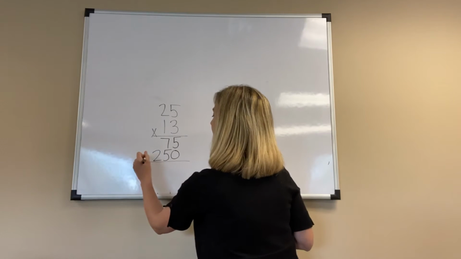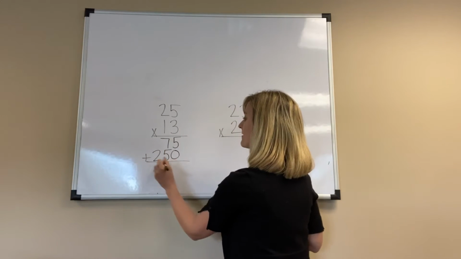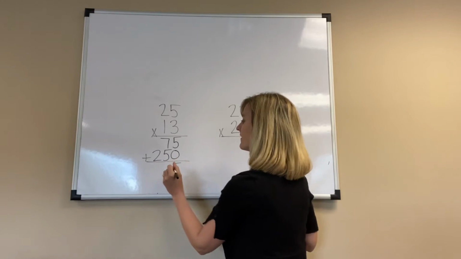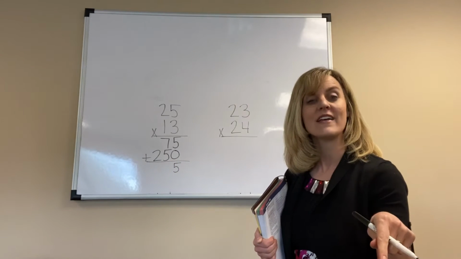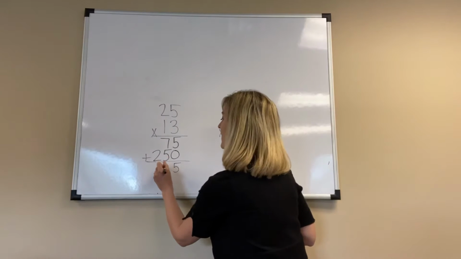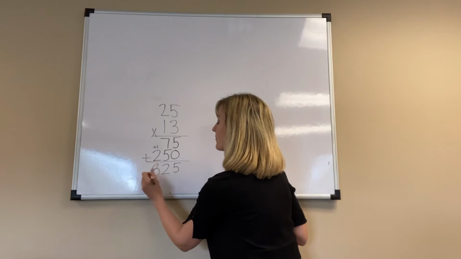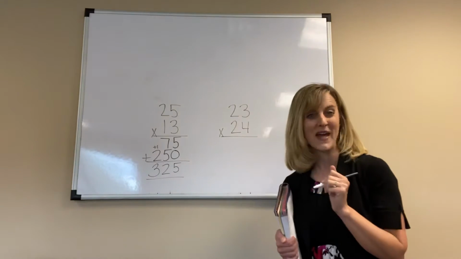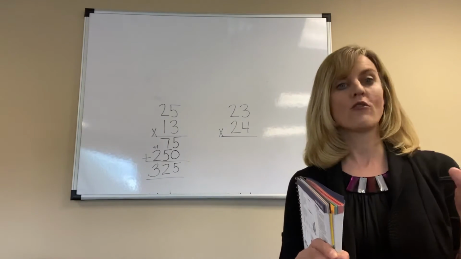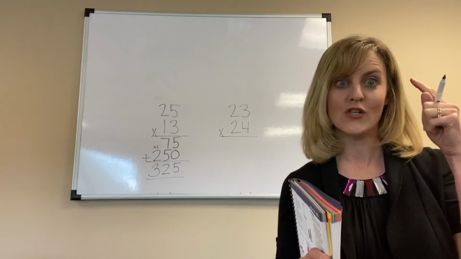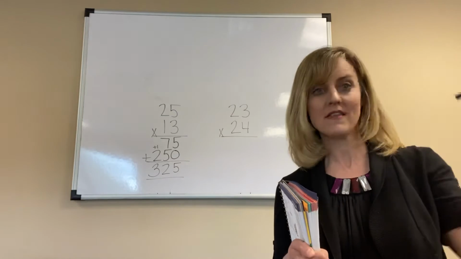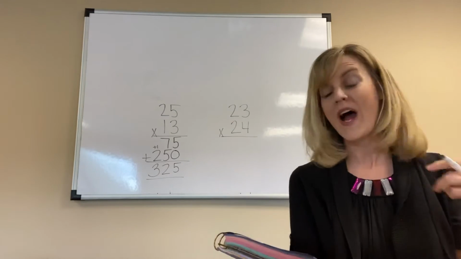Now we're going to add this together, right? So 5 plus 0 is 5. Okay, 7 plus 5 is 12. And then we carry just like we normally would right here. And 2 plus 1 is 3. So the answer is 325, okay? All right. If you have a question about that, or if you're confused, then you can back this up and play it again. We're going to try one together now.